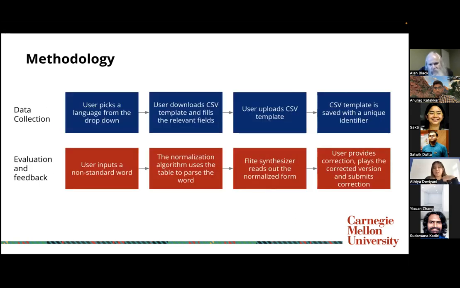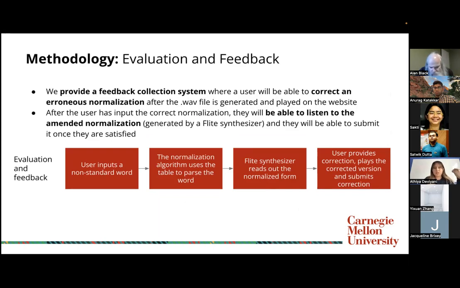So after we collect this data and pass it using the text normalization algorithm, the user will use the front end to input a non-standard word, and then the algorithm will pass it, and then a speech synthesizer will read out to the user the normalized form, and then the user provides a correction. If necessary, they can edit the corrected version so they can make sure that the correction is correct, then submit the correction. So we provide a feedback collection system in the website, and they can amend it, and then they will be able to submit basically if they found something wrong.